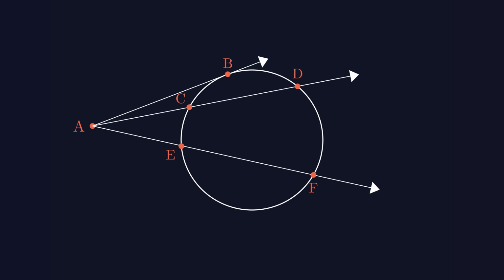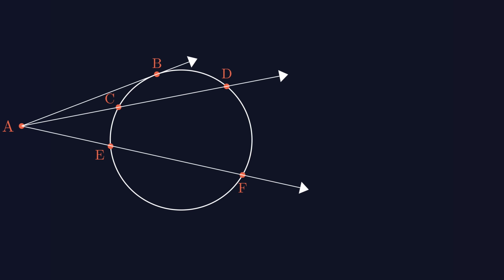Next, take a look at this setup. From point A outside the circle, we draw one tangent and two secant lines. There's a special relationship between them. AB squared is equal to AC times AD. And it also equals AE times AF. This is a key identity you should remember.